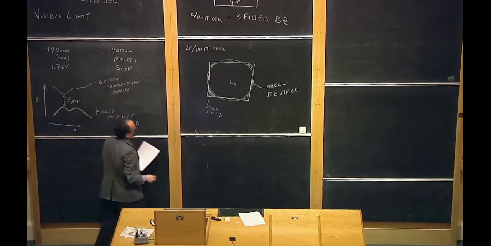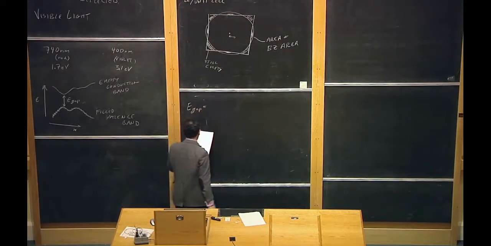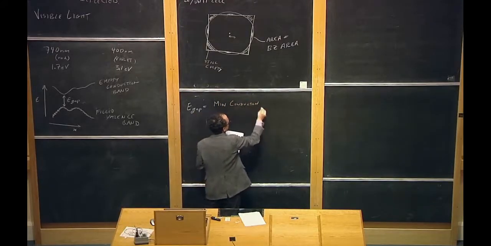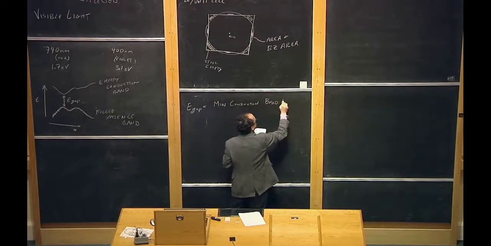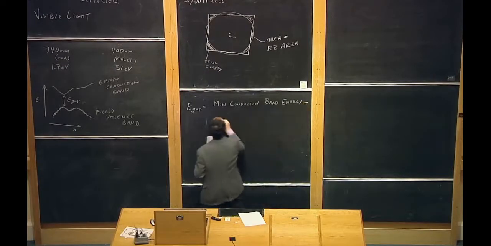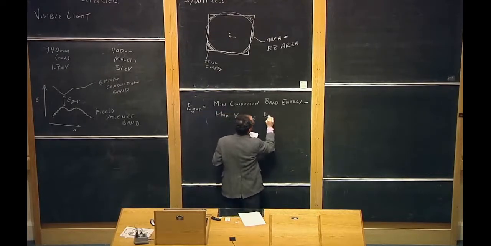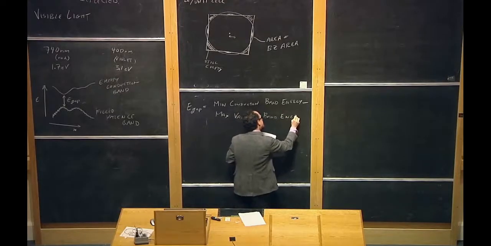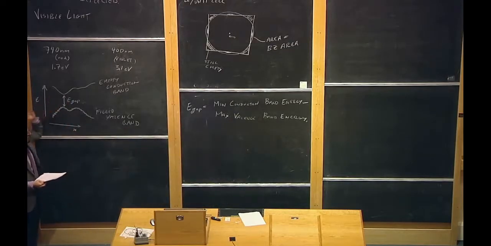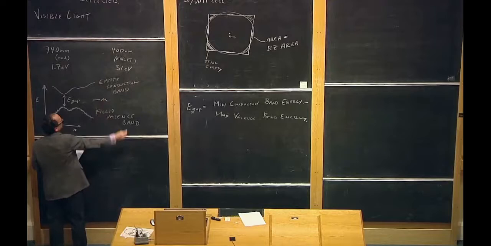Maybe I should define what I mean by E gap generally. So E gap equals min conduction band energy minus max valence band energy. So it's the difference between this energy here and this energy here. So if this is a big gap, it's an insulator. If it's a small gap, it's a semiconductor. The chemical potential is somewhere in the middle of the gap.